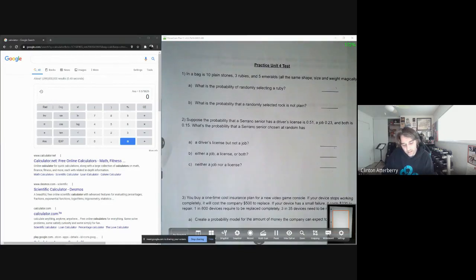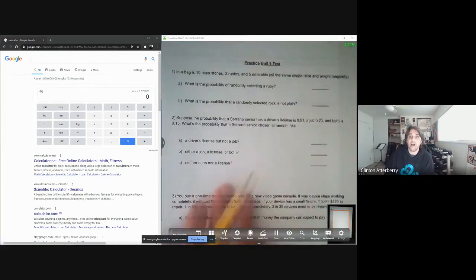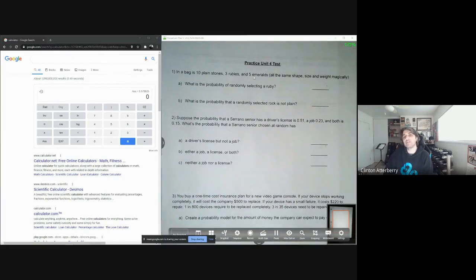Okay, all right, so this first question is just plain basic probability. It says the probability of randomly selecting a ruby given that there's 10 plain stones, 3 rubies, and 5 emeralds, and they're all the same. Okay, I know it's magic. 5 emeralds, 3 rubies, and 10 plain stones are never going to have the same shape, size, and weight, but we're in a magic world, in this theoretical math world.